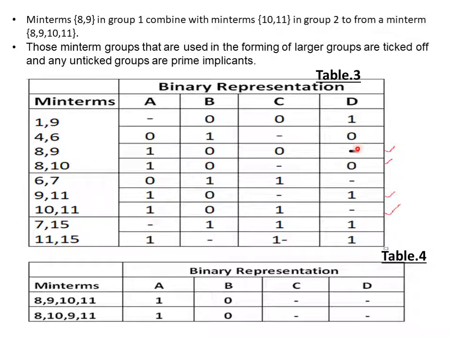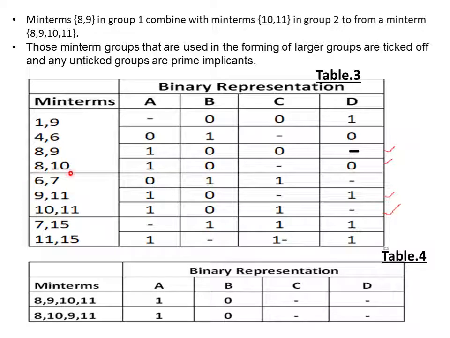So 8, 9 and 10, 11 have the same position of dash, and the remaining 3 bits differ by the C bit. So here we put C as a dash, and the existing dash is from the previous table, and now we put a dash here for the single bit change. Here we write the combination 8, 9, 10, 11. That combination, 8, 9 and 10, 11, is put a check mark.